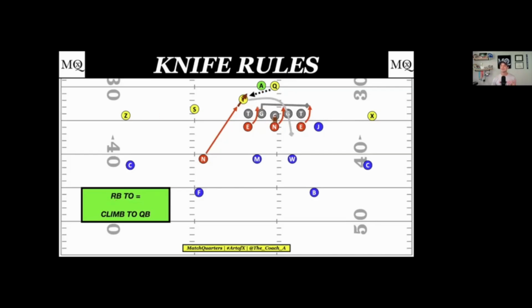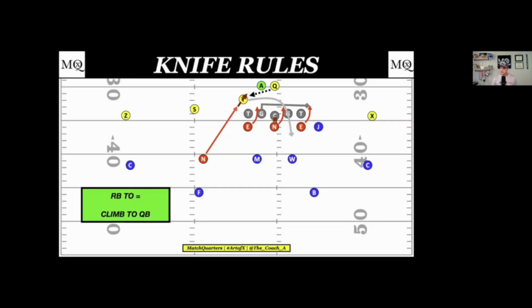If the running back is to me, then I become the quarterback player. So running back to equals I need to climb to the quarterback. So here, let's say we're running some sort of a GY counter read, and we are going to have this tackle lock, and then we have the GY off of it. He's reading the end, the end disappears. He's going to pull it because he doesn't think anybody's coming. And here we have the nickel off the edge.